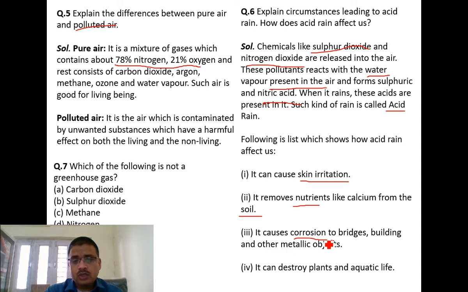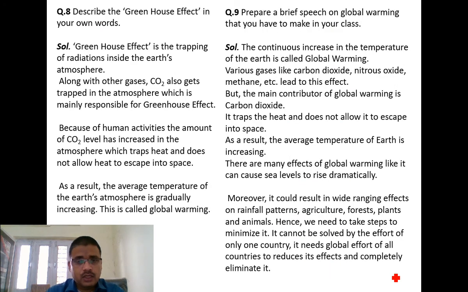It can destroy plants and aquatic life because these are harmful substances. Now, describe the greenhouse effect in your own words. All the things are written here.